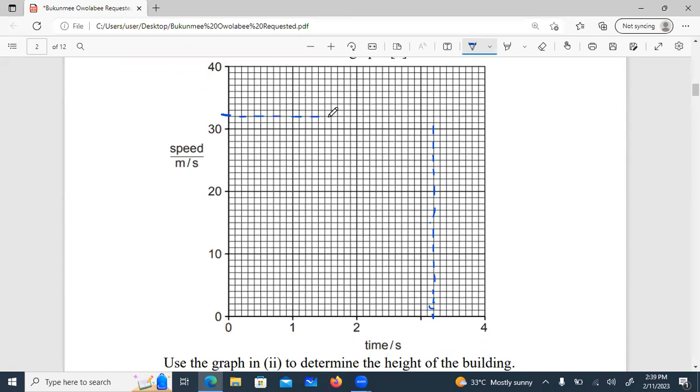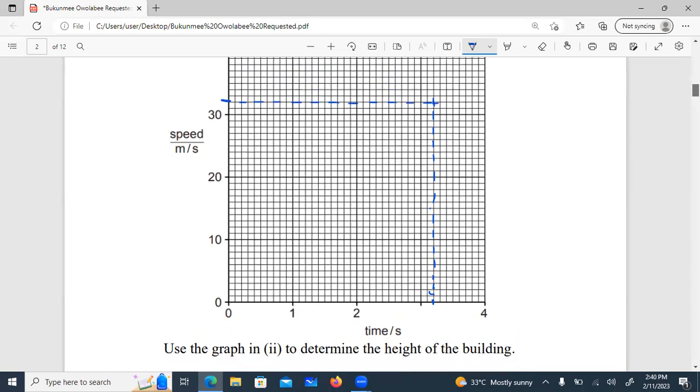So when you use your ruler to trace 3.2 seconds, and then you trace 32 meters per second, wherever they meet, that is the point your slope must pass through. Where the dotted line on 32 meters per second meets the dotted line on 3.2 seconds, at this point, you draw a straight line from the origin, from 0, to hit the point where those two straight lines meet. So I will do that. You must use your ruler to ensure you have a perfectly straight line. So that's it.